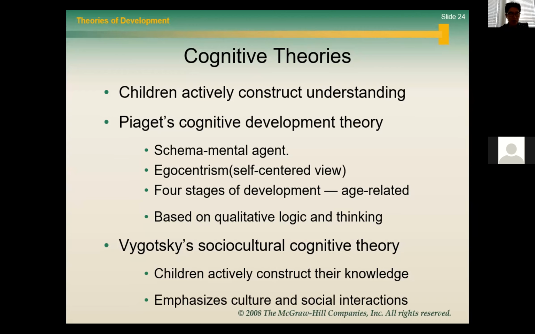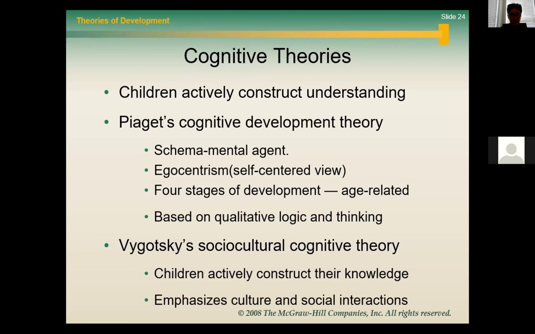Piaget also developed egocentrism, the self-centered view. The old Europeans believed that China, Korea, Japan were the Far East countries. However, all Chinese believe that they are the center of the world. China, Zhongguo, means the country in the center of the world. And he created 4 stages of development.